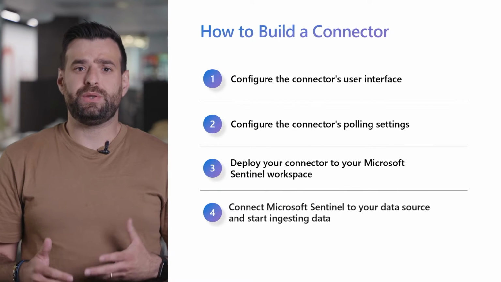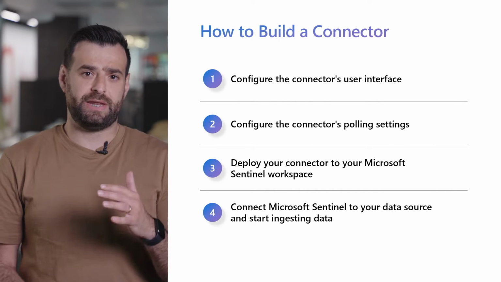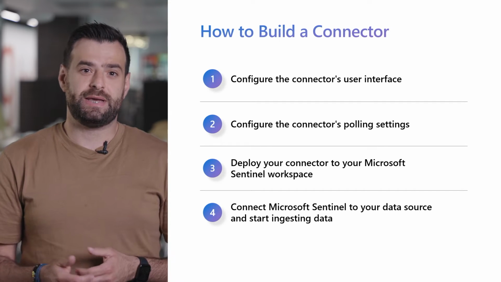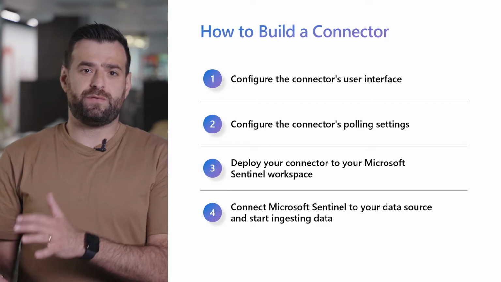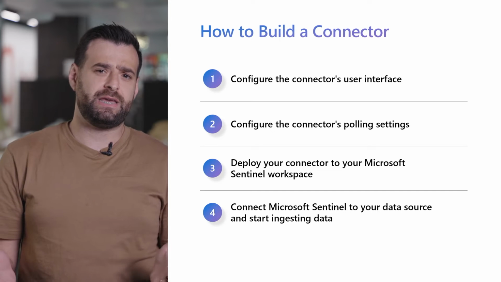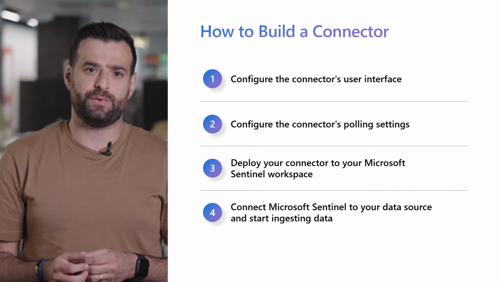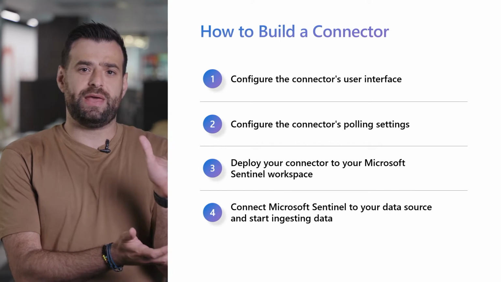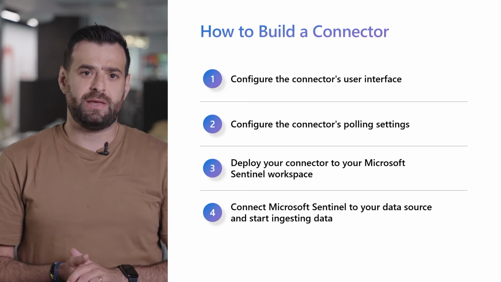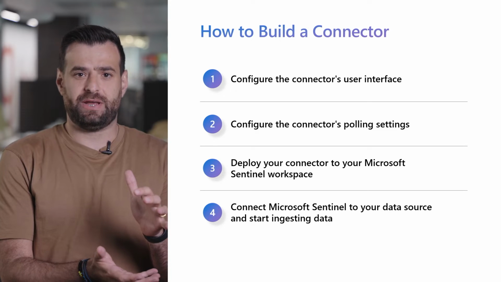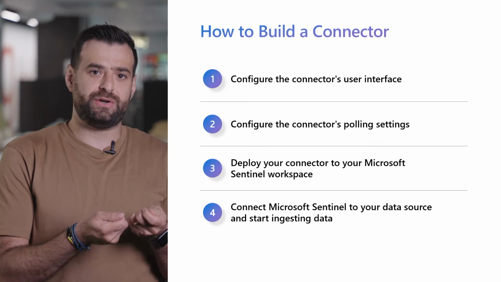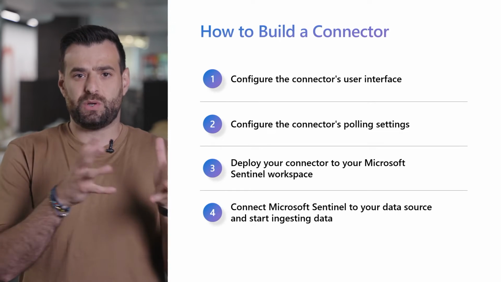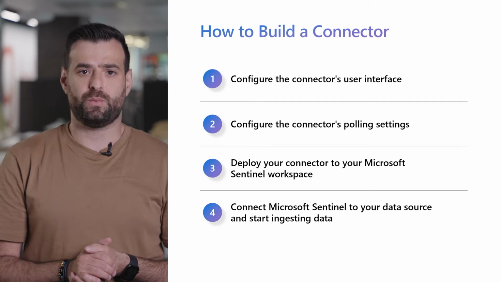To build a connector, you need to configure a JSON file containing the user interface configuration, such as title, descriptions, control, etc. Then you need to configure the polling configuration. Basically, how do you want the platform to interact with the source? Then deploy this definition either through the API or as an ARM template. At this point, you would have a connector, and the user needs to provide the credentials to establish a connection to the source so we can start pulling data into your workspace.